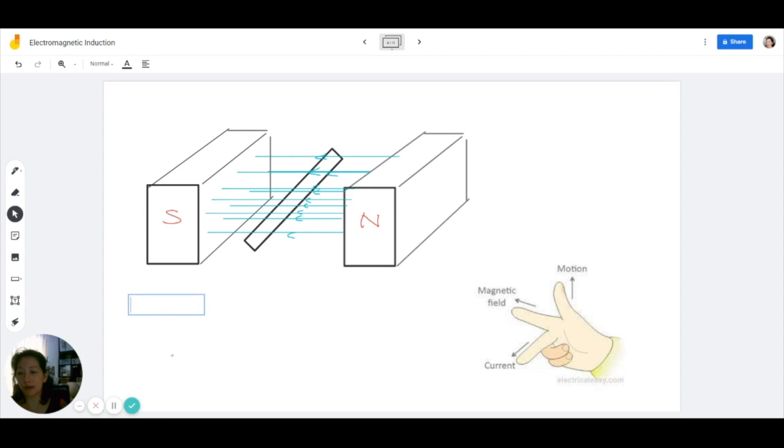You just need to remember that because we're producing current, which is electrical energy, in order for us to generate electrical energy, there must be kinetic energy in order to convert this to electrical energy.